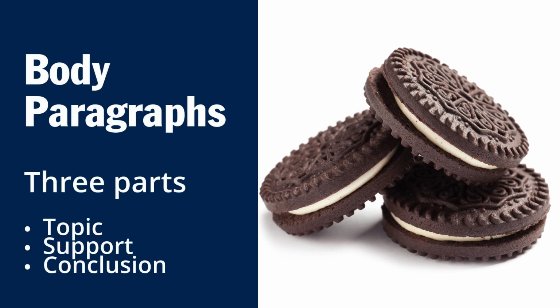Body paragraphs have 3 main parts: a topic sentence, which states the paragraph's main idea, supporting sentences which develop the main idea, and a concluding sentence which gives closure to the paragraph. This structure can be compared to an Oreo cookie, with the top sentence forming the top wafer, the supporting sentences forming the gooey center, and the concluding sentence forming the bottom wafer.